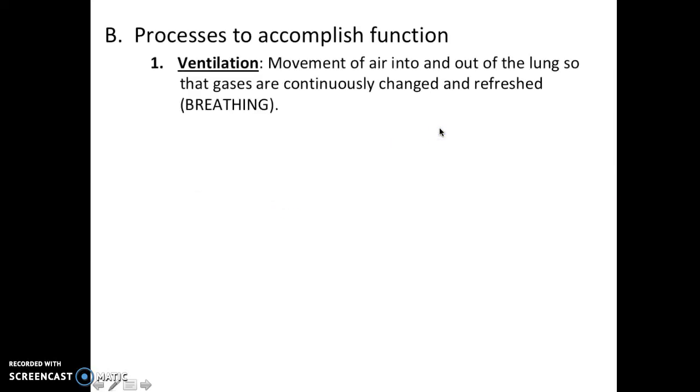So, the processes to accomplish this function, and we'll go way more into this next week, but you have something called ventilation. When you think of ventilation, you're thinking of breathing. It is the movement of air into and out of the lungs so that gases are continuously changed and refreshed. So it's just that movement in and out of the lungs.